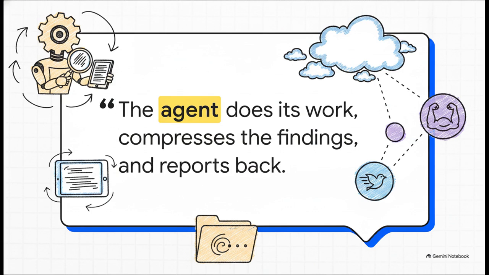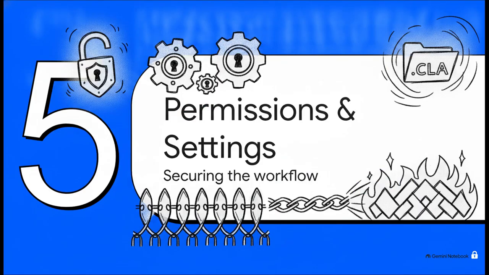You can even assign cheaper, faster models, like Haiku, to handle simple read-only exploration agents. That saves your heavy hitter models like Sonnet or Opus for the actual heavy lifting. It's just a wildly efficient way to scale up what the AI can do for you. Part 5, managing permissions and settings. Let's talk about securing the workflow.